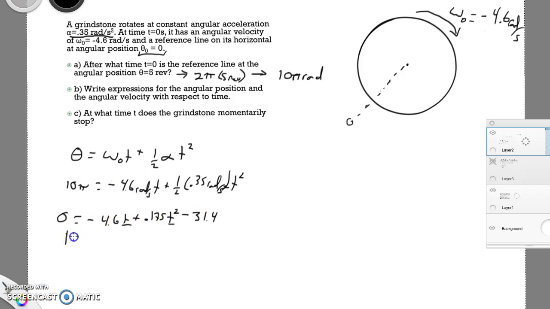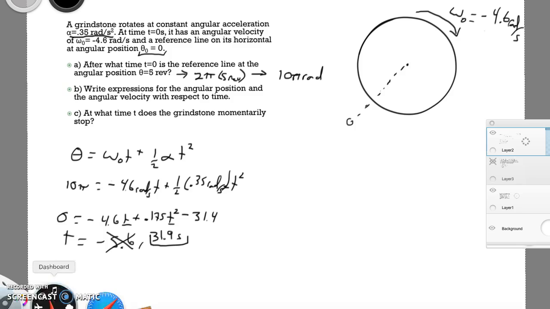So we solve this and we get that t is equal to negative 5.6 seconds and 31.9 seconds. Okay, so we have to decide, well, which one should it be? Well, it says very clearly here, after what time t equals 0. So the negative one would come before, so our answer here is 31.9 seconds.